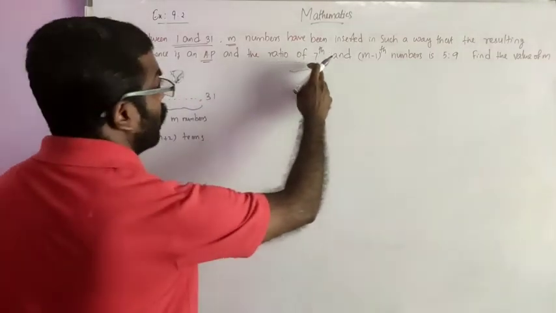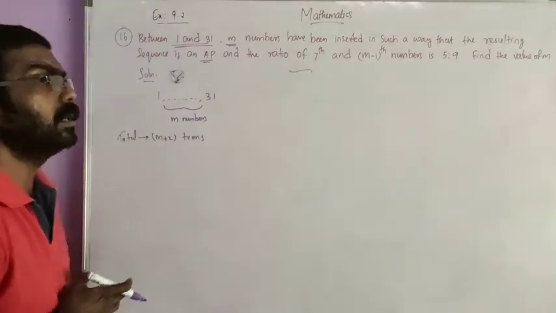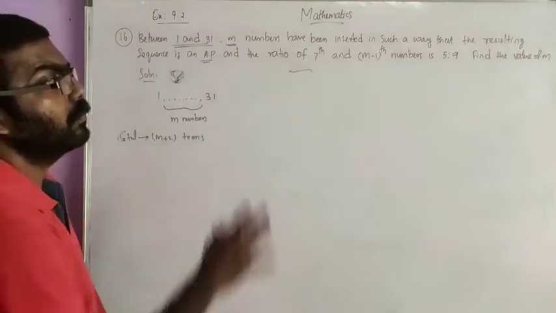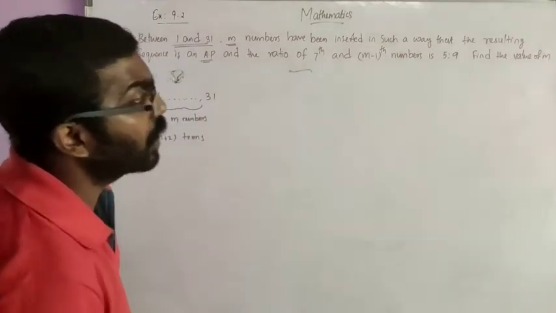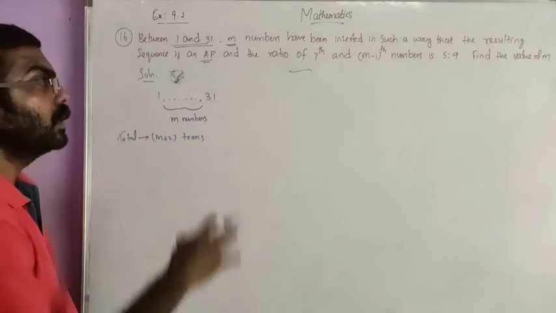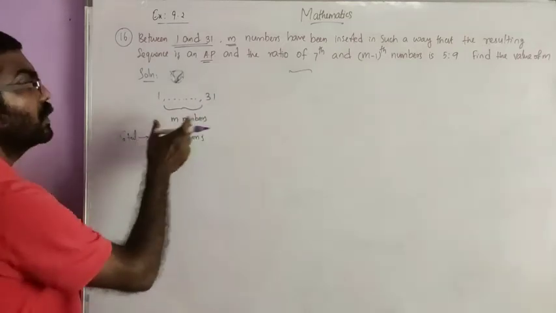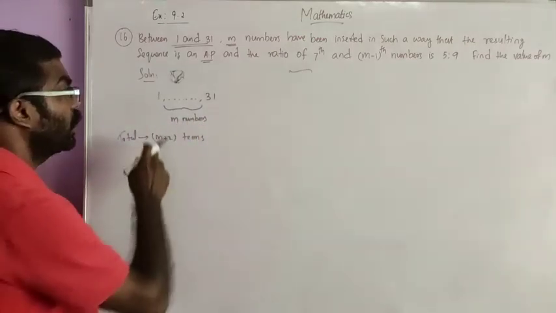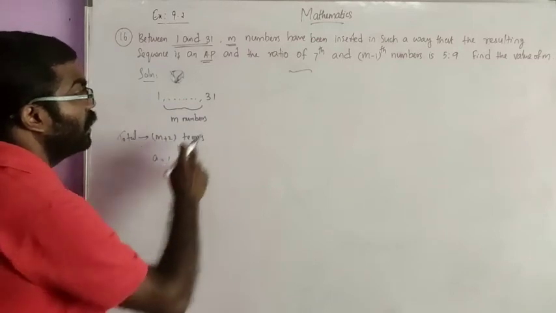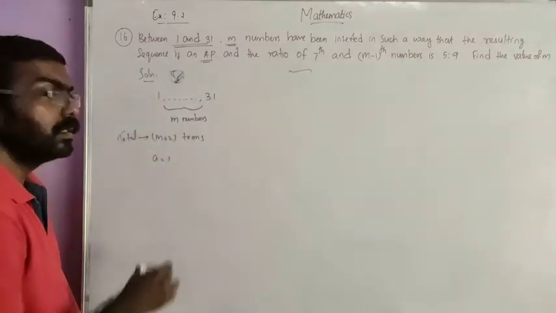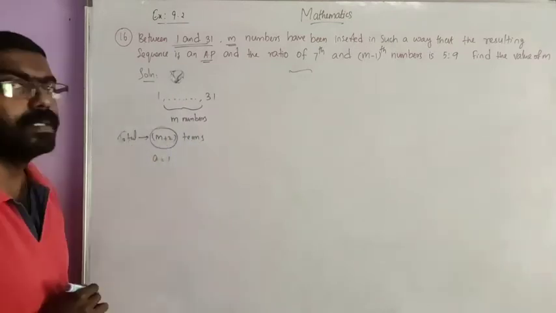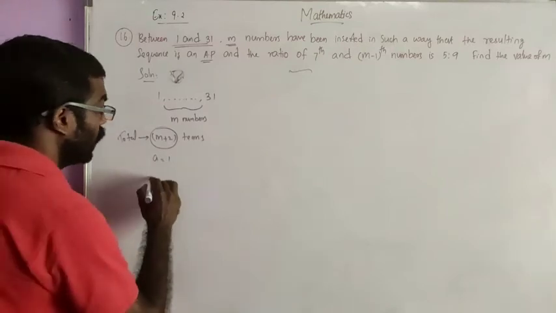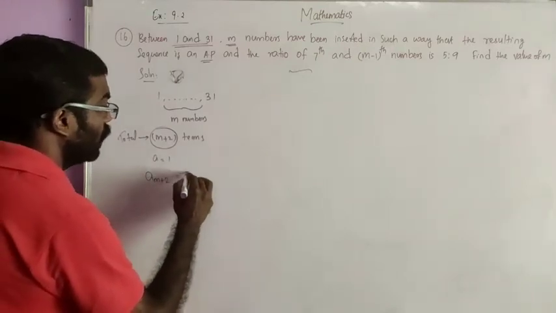The next part is the ratio of the 7th and the m minus 1th numbers. Of the m numbers we insert, the ratio of the 7th number and the m minus 1th number is 5:9. Find the value of m. First of all, we can take the first part. Between 1 and 31, m numbers have been inserted. Here the first term a is equal to 1, and 31 is the m plus 2th term, because there will be m plus 2 terms. So we can write a(m+2) is equal to 31.